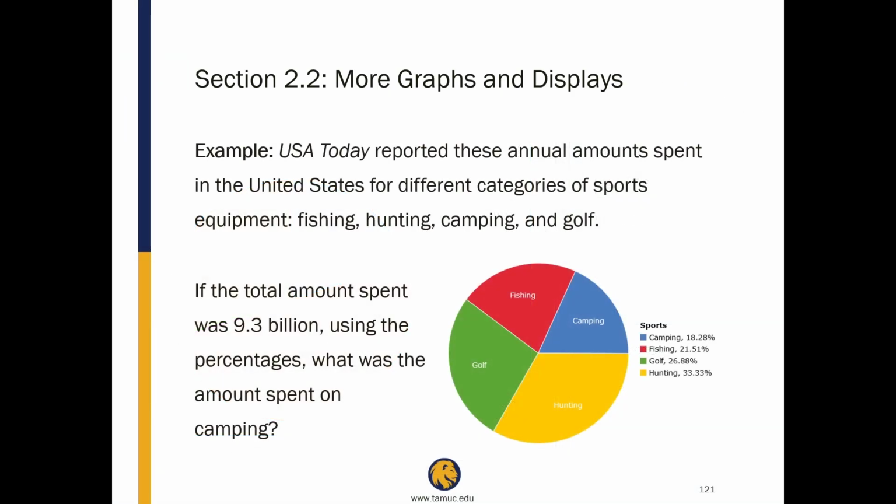In this example, it gives us a pie chart, and this pie chart represents the percentages spent on outdoor activities such as fishing, camping, hunting, and golf. The total amount was 9.3 billion according to this survey, but using these percentages, how much of that 9.3 billion was spent on camping?